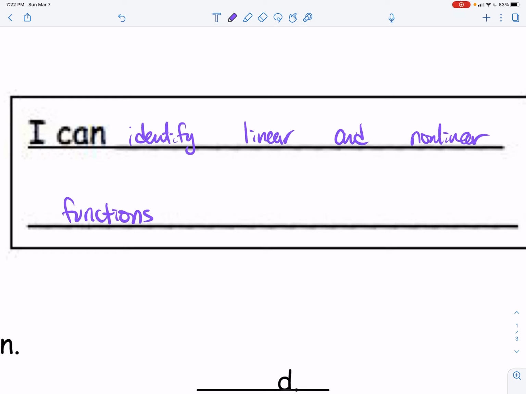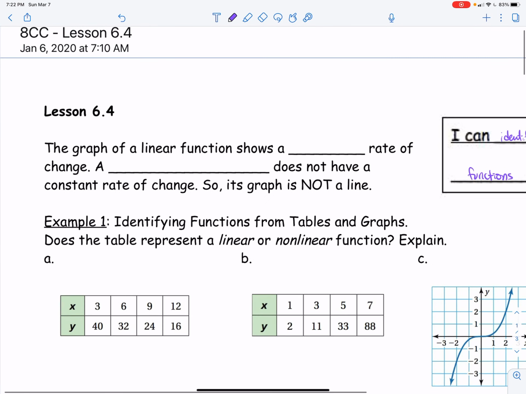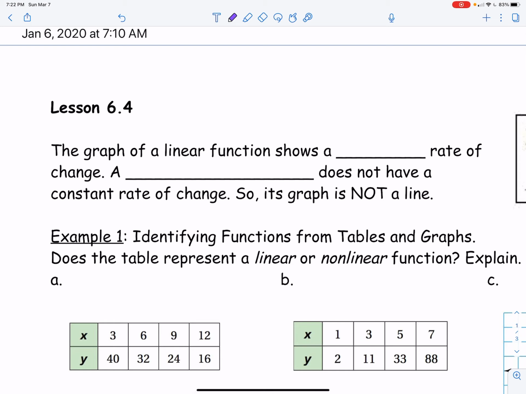If you want to start studying, looking over your notes, looking over your homework, your quizzes, I would encourage you to do so. So this last lesson is talking about what is a linear and nonlinear function.